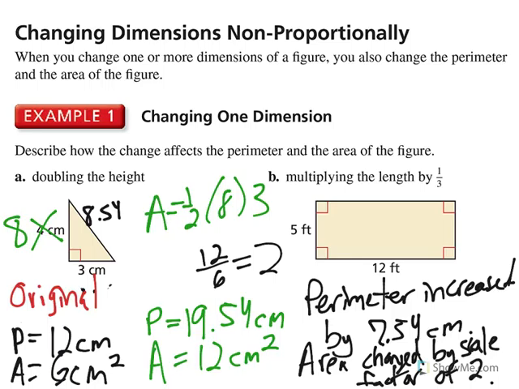And so for B, you would do the same process. You would go ahead and multiply your length by 1/3, and then again, you would look at how the perimeter changes, if it increases, if it decreases, and how the area changes as well, by what scale factor.